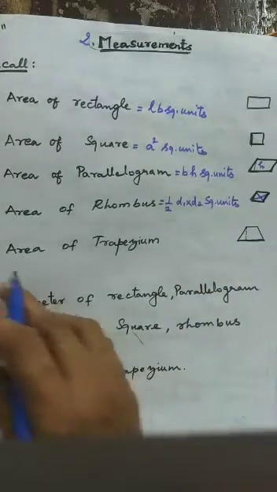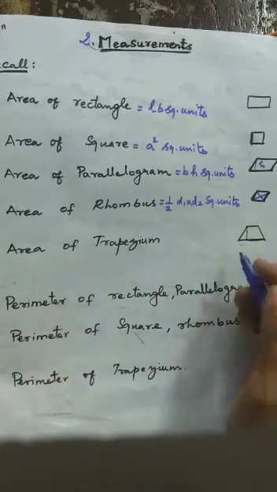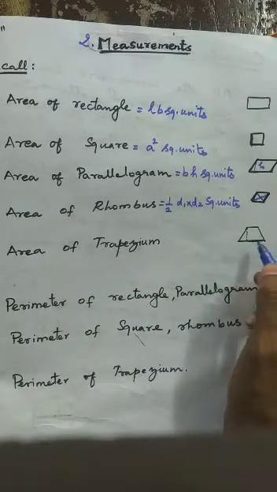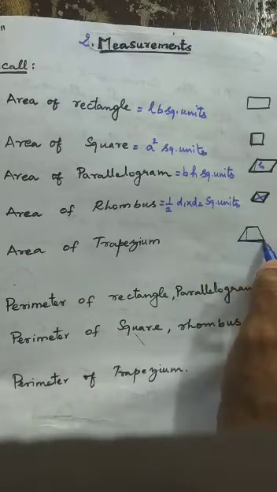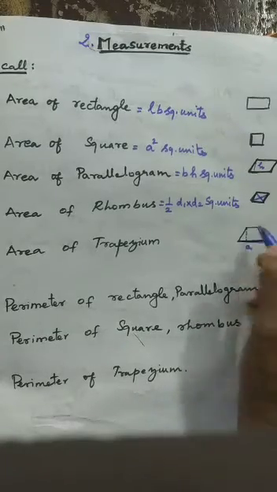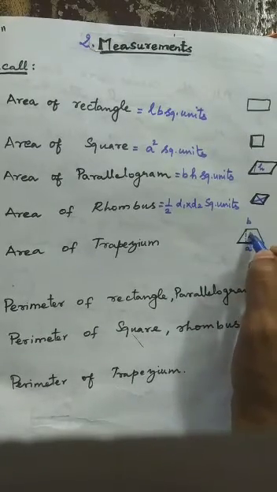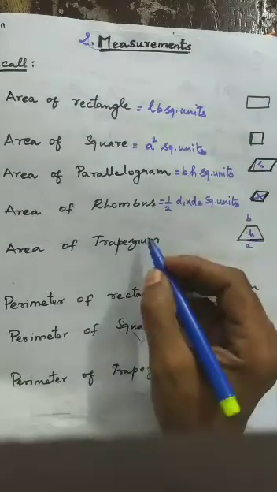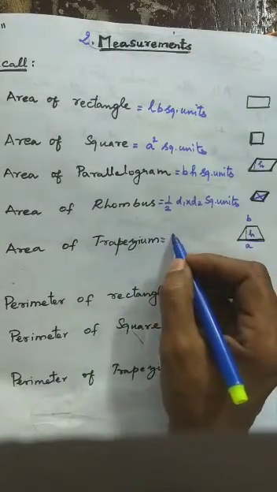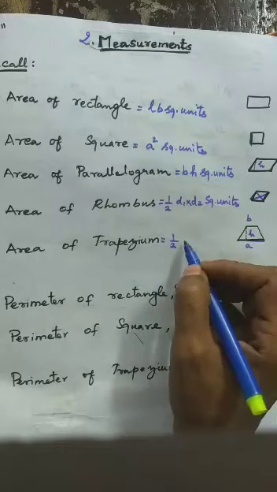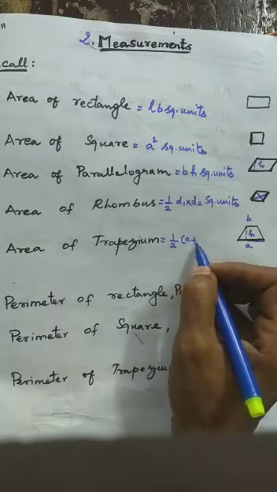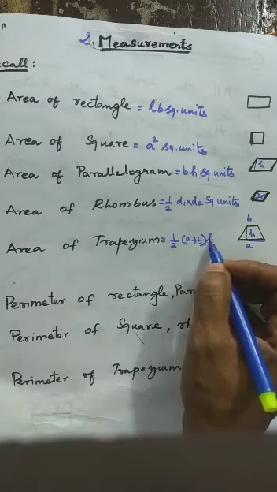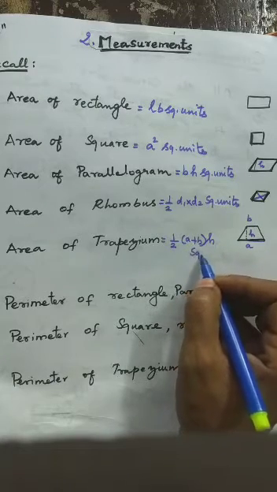Then area of trapezium. Here side A is longer than B. So this is side A, this is side B, then here the height. This is the shape of a trapezium. So now the formula for this is half into (A plus B) into H square units.